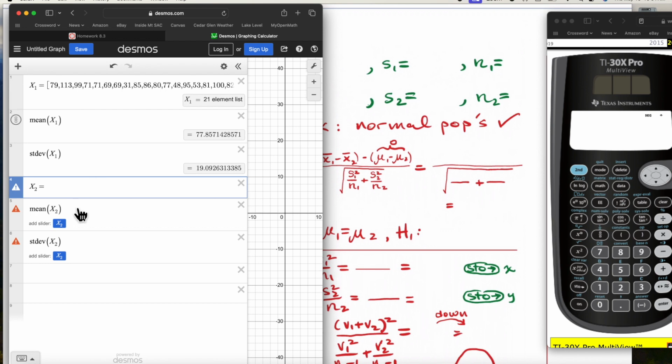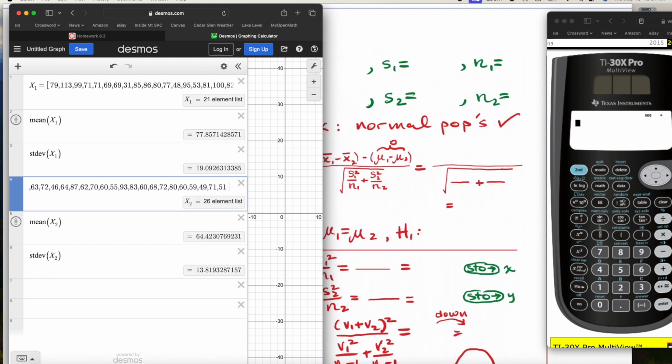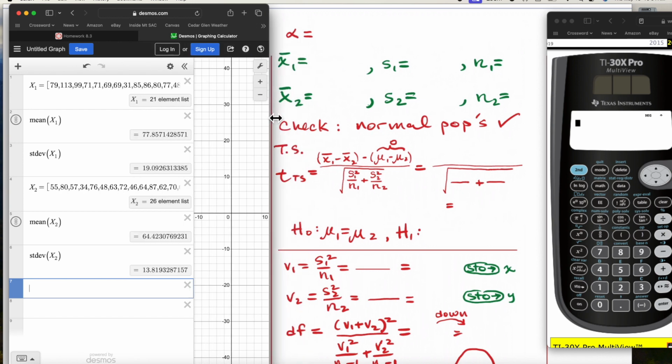And here are the values. Okay, so we've got everything. These have no places after the decimal, and so we're going to do one more than that. So we'll round to 1 place after the decimal. So let me just kind of squish this down.